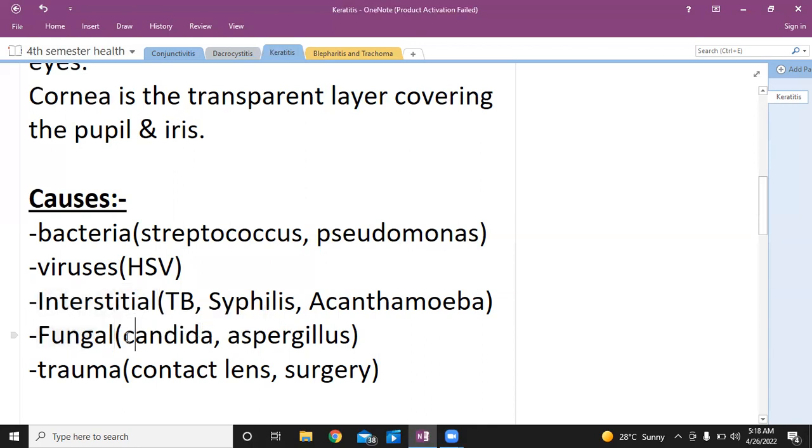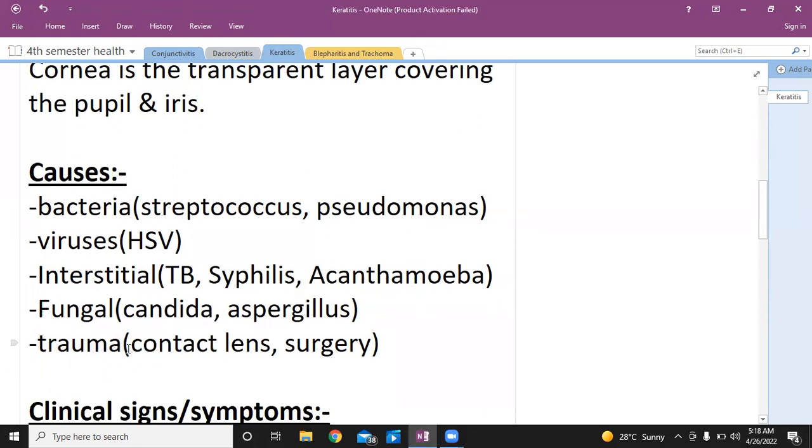The most common fungal infections will be of Candida. It will be of Aspergillus. And then there is the other type, which is known as traumatic keratitis. Now, traumatic keratitis is caused by a number of reasons.